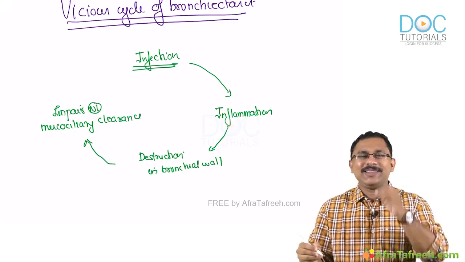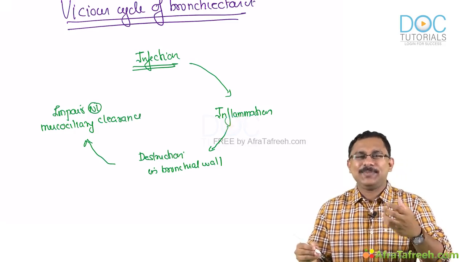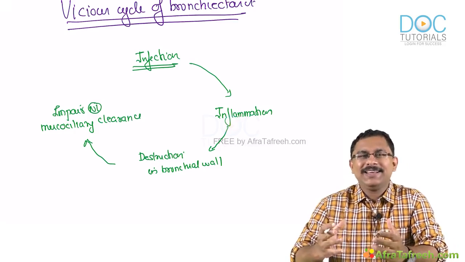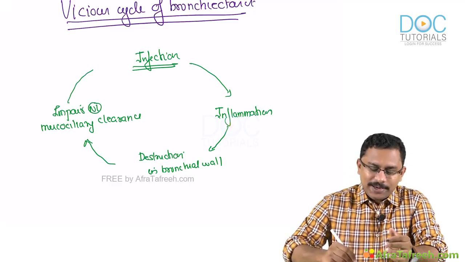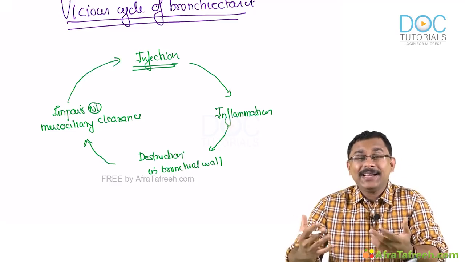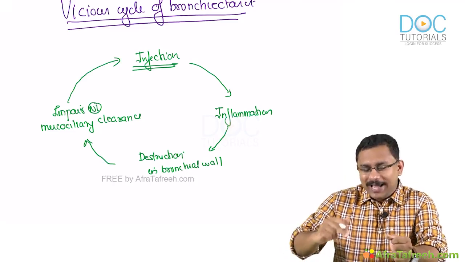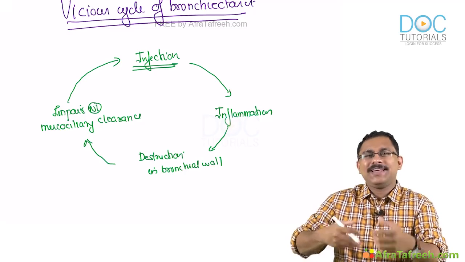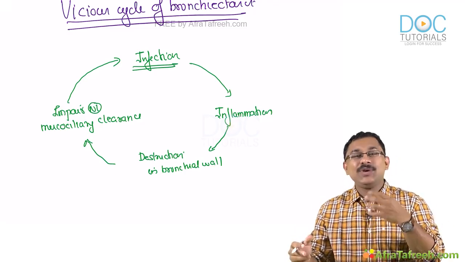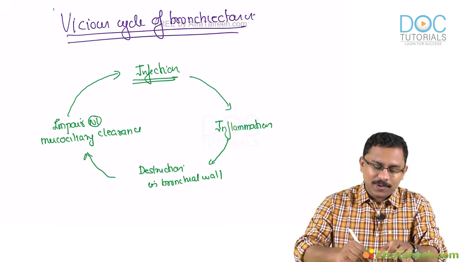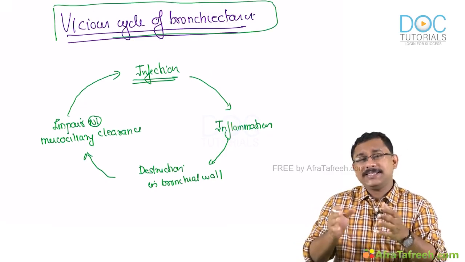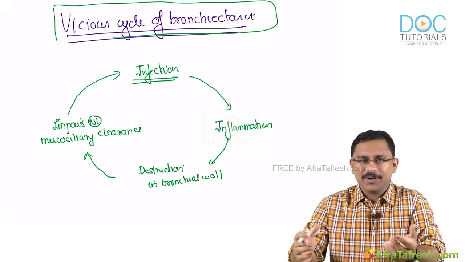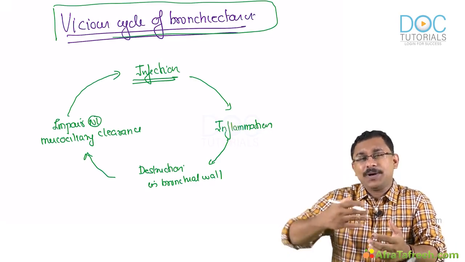Now what happens when the mucociliary clearance becomes impaired? That can predispose to stasis of the secretion and subsequent colonization by organisms, again triggering this infection. So what will happen? Again there is an infection and subsequent inflammation, destruction of the wall, then there is a dilatation. So this is the vicious cycle of bronchiectasis. Infection is just a part of it. Depending upon what condition is causing this bronchiectasis, this cycle can perpetuate.